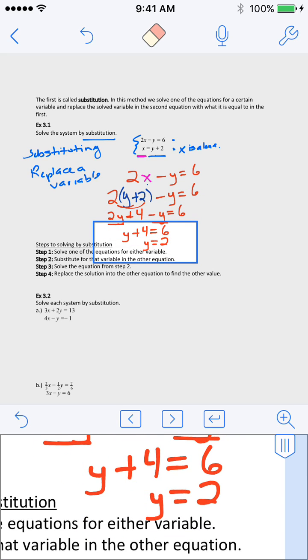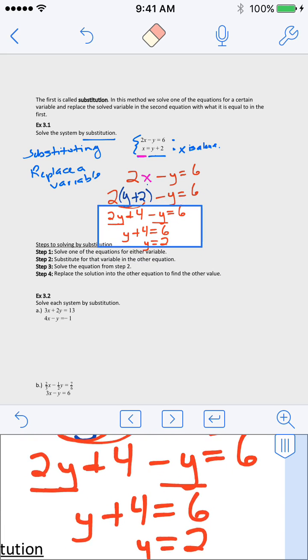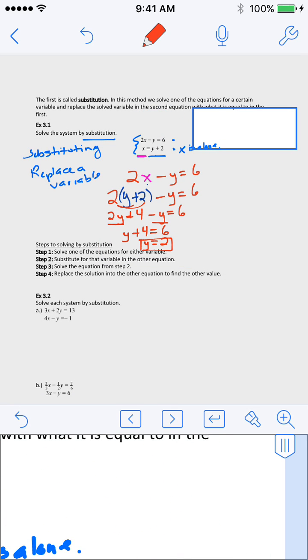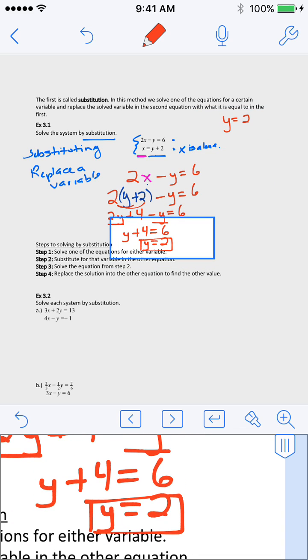Erase the 3. So I got y plus 4 is equal to 6. Subtract the 4 over, and I get y is equal to 2. And I have solved for y. Awesome. So y is equal to 2. However, remember, a solution is an ordered pair, so I'm not quite done.